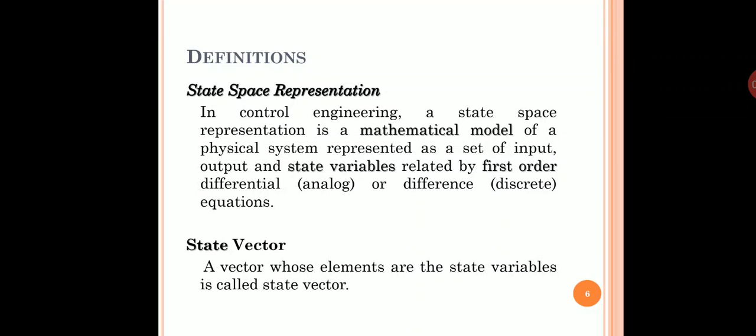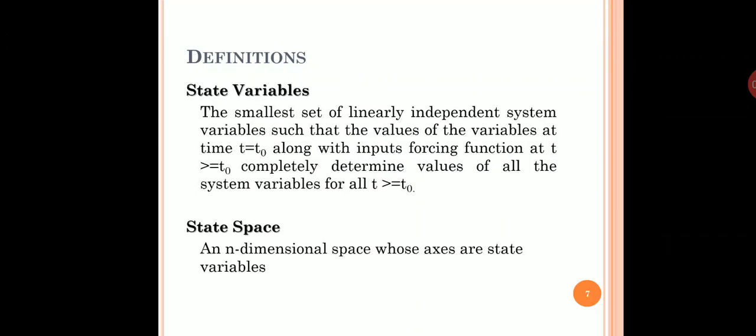To understand it better, I'll give you an example. Before that, let us see how state variables are defined. It is the smallest set of linearly independent system variables such that the values of the variables at time t equal to 0, along with the input forcing function at time t greater than or equal to 0, will completely determine the behavior of the system.